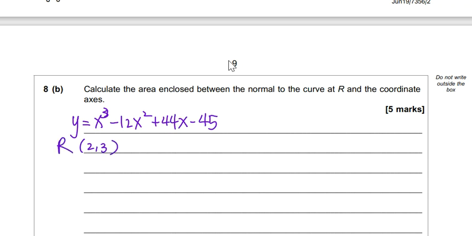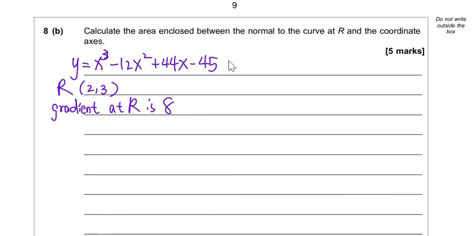And at this point R, 2, 3, it has a gradient. The gradient at R is 8. Now, for this second part of the question, it asks us to calculate the area enclosed between the normal and the coordinate axis. Normal, what is a normal? Normal is a line, right? And this normal line is perpendicular to your tangent line at some point, right?